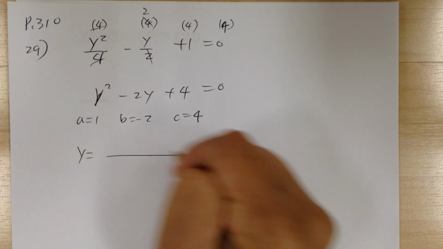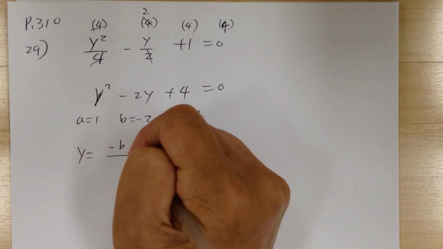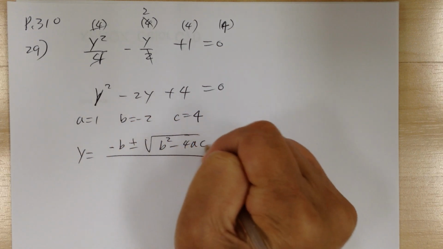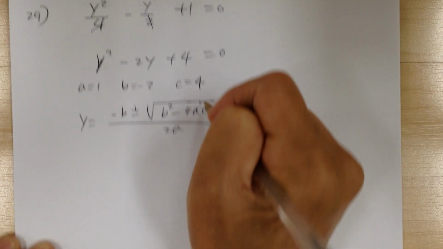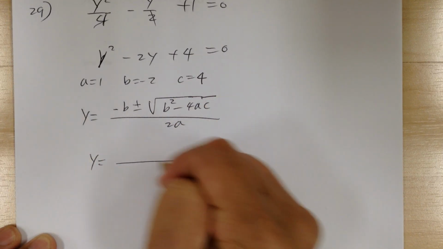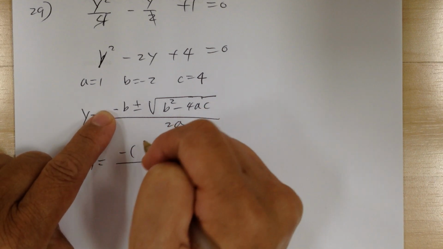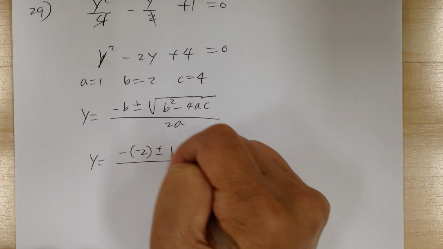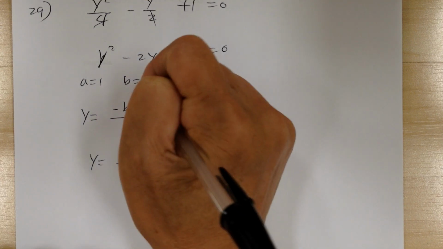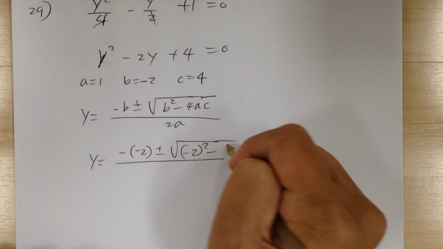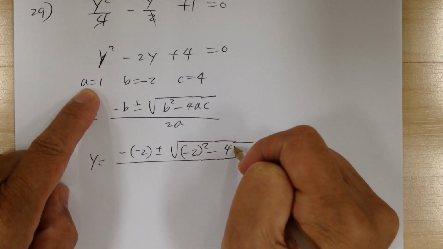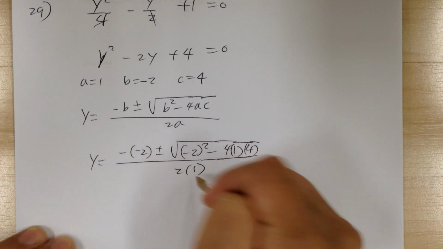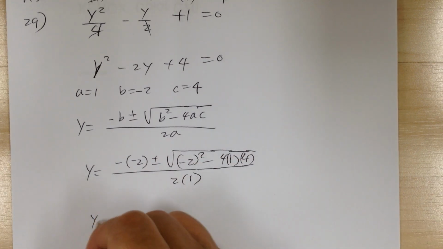So y equal to negative b plus or minus square root of b squared minus 4ac over 2a. So that's the quadratic formula. So y equal to negative. Now make sure whatever you substitute, you put in parentheses. That way you can keep track of your negative signs. And a is 1, c is 4, over 2a. Then after that, just work it out.